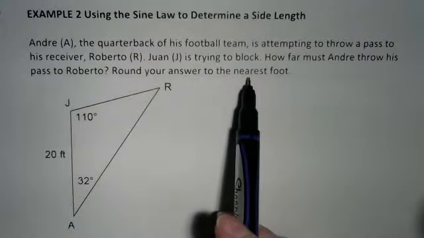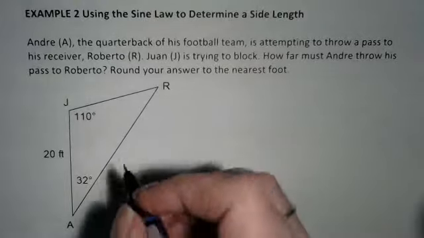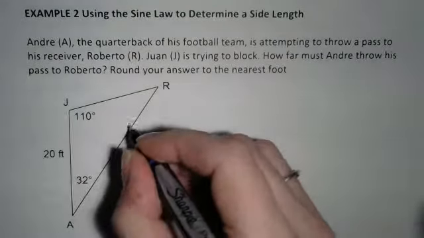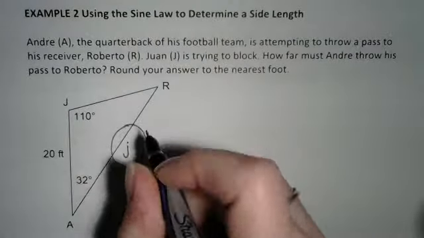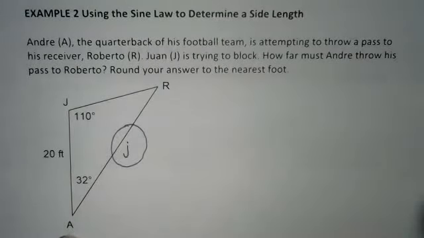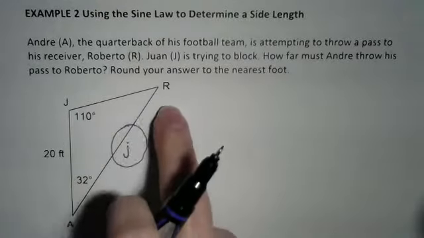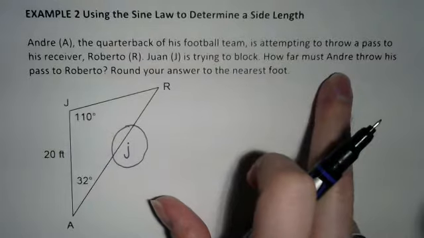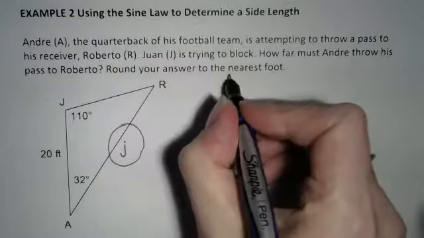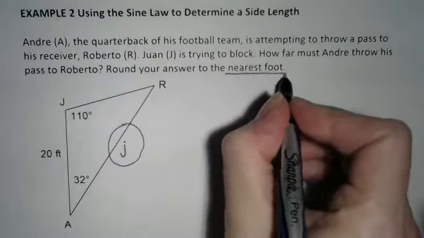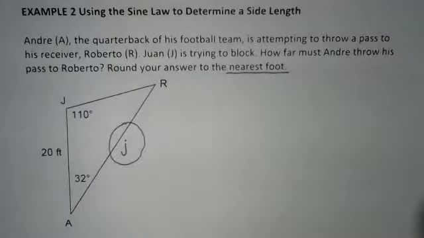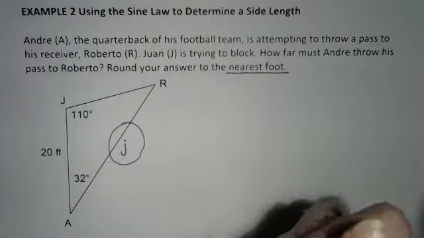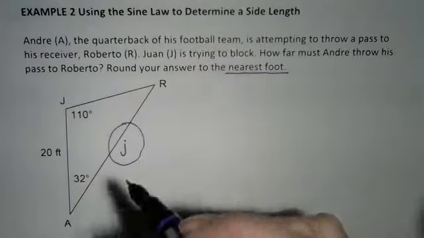So what we're looking at is we want to find, this is little j, I'm going to circle it. We want to find the distance between A and R, between Andre and Roberto, because we want to know how far he needed to throw it. Round your answer to the nearest foot. So not only does this question have units in it that we need to remember, but we need to remember to round our answer to the nearest whole foot. Okay. So we need to find the side length.